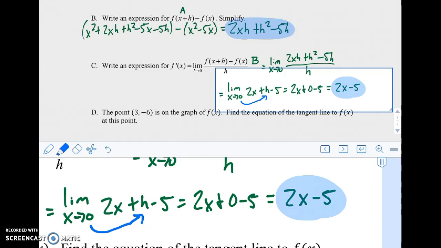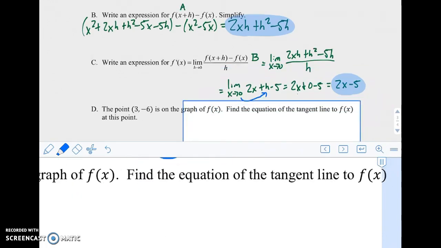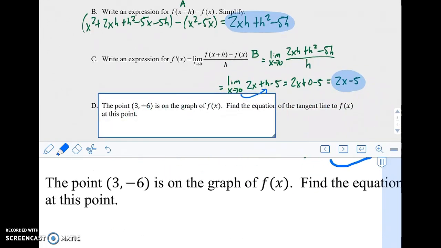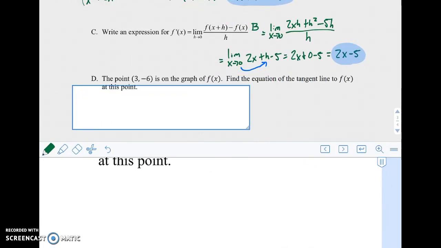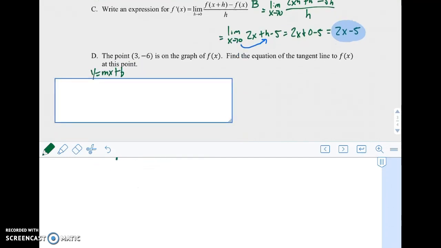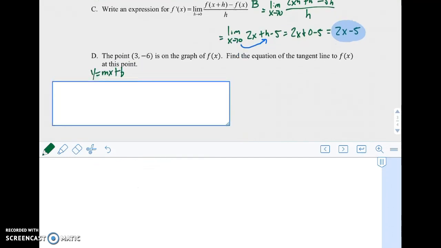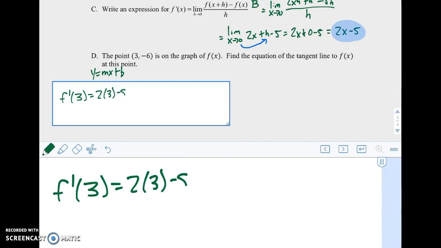And that is going to be our derivative, 2x minus 5. So we can use that derivative in part D to find the equation of a tangent line. So remember, when we write equations of lines, they're in the form of y equals mx plus b. We will need to find the slope, and that's what we use our derivative for. The derivative finds the slope for us. So for f prime of x, we specifically need f prime of 3, because that's our x value at the point. So f prime of 3 is going to be 2 times 3 minus 5, which is 6 minus 5, which equals 1. So our slope is 1.